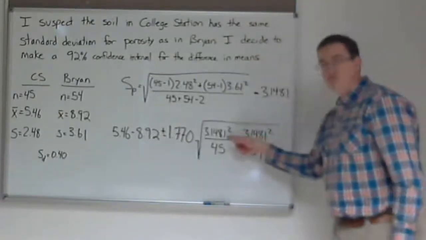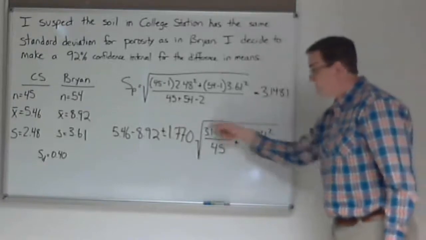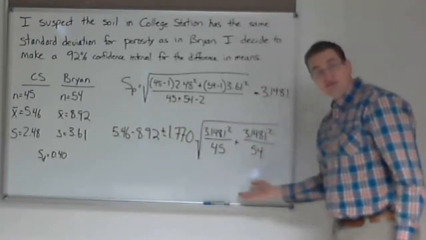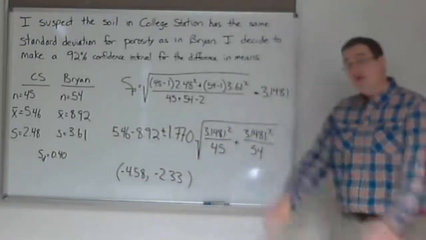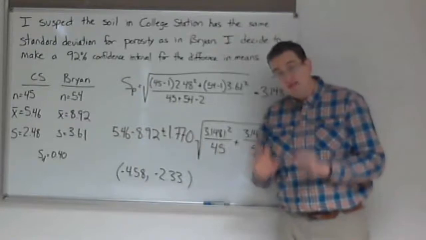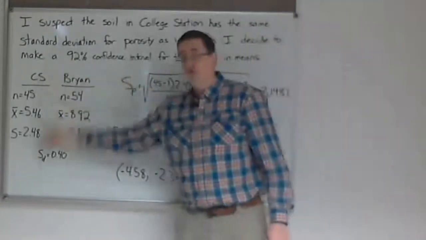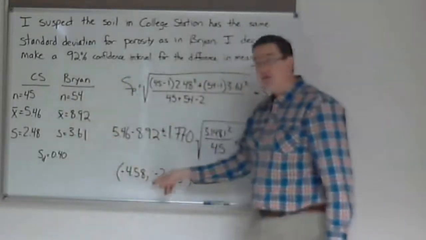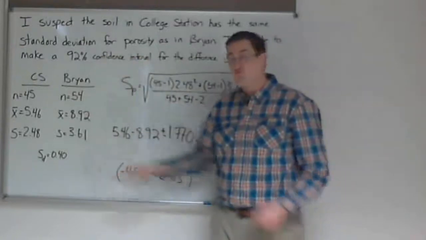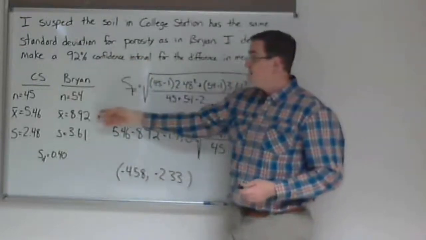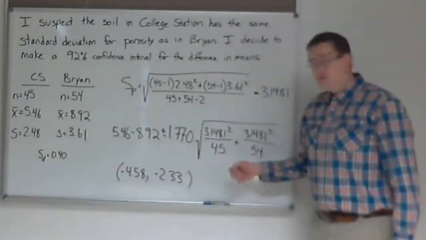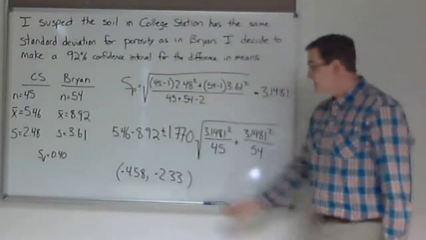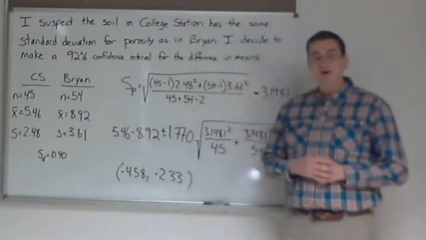And now the same error structure, but using this as the pooled variance. I'm calling it variance because it's the standard deviation squared right here. Calculate this out, and we get negative 4.5 to negative 2.33. It might seem weird that we got negative numbers, but remember we're taking one group minus the other group. So a negative value indicates the second group was larger. That means Bryan's soil had a higher porosity level. How much higher? Somewhere between 2.3 higher and 4.5 higher.